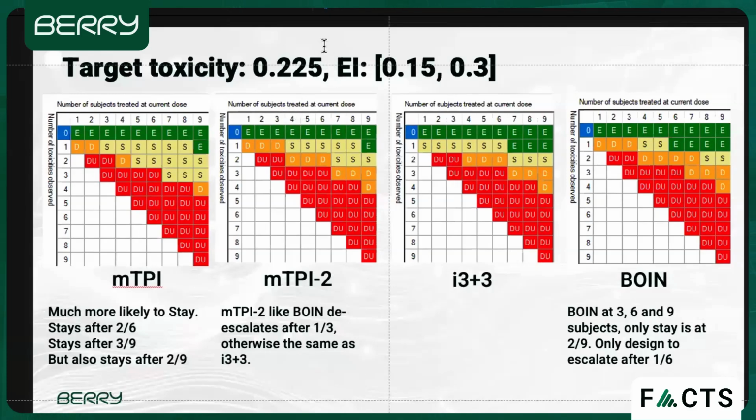And with a slightly reduced, lower toxicity target, MTPI remains much more likely to stay. MTPI2 and I3+3 remain similar, except after 1 toxicity in a cohort of 3, the MTPI2 will de-escalate, whereas I3+3 will stay.